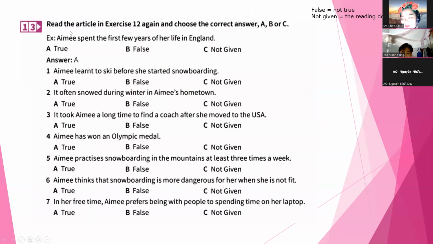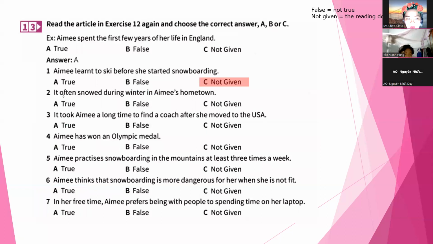In the example, we've got Amy spent the first few years of her life in England. So the answer is true. How about number one? Please read and answer. Number one, Amy learned to ski before she started snowboarding. Okay. Number two, please read.